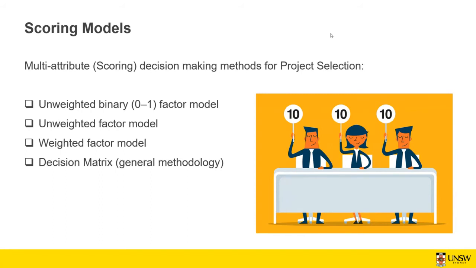something like that. And the other is the weighted factor model, where different criteria may have different weights. So for example, you want to put more weight on the environmental, socioeconomic, or financial perspective. That way you can use the weighted factor model. And the more advanced version is the decision matrix, which I'm going to discuss more at the end of this lecture.